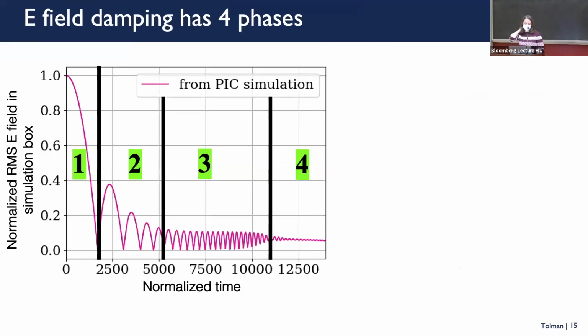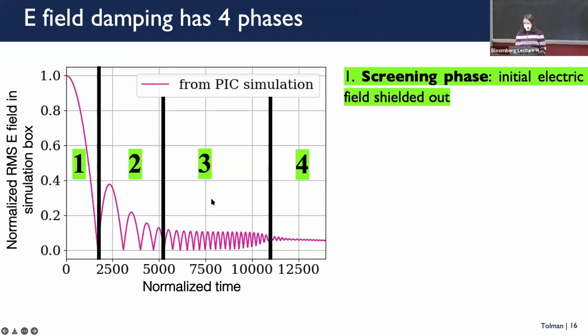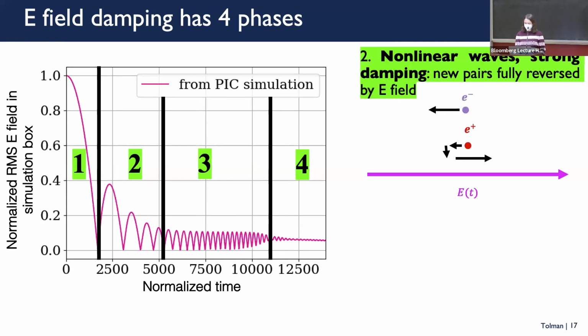So looking at this process, we find that the electric field damping actually has 4 phases. One of these will turn out to not be important, so that's why I told you there were 3 at the beginning. So here I have just the same electric field evolution that we had before, and I've identified 4 different phases on it. So the first phase is a screening phase. This is when the initial electric field is shielded out. Then we have a second phase, which is a nonlinear phase.